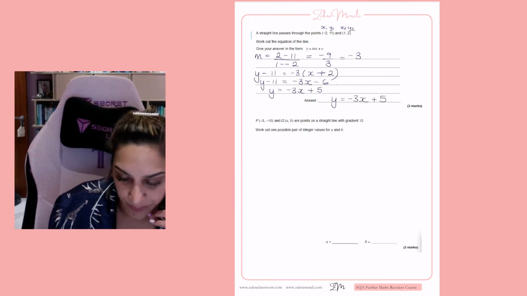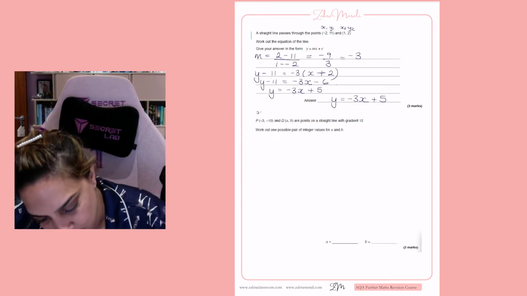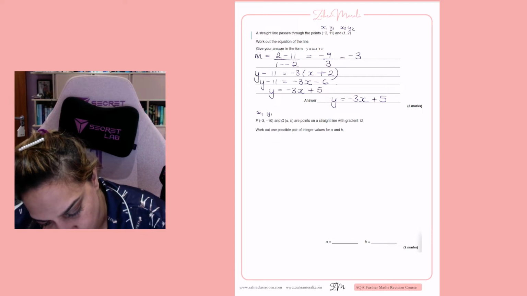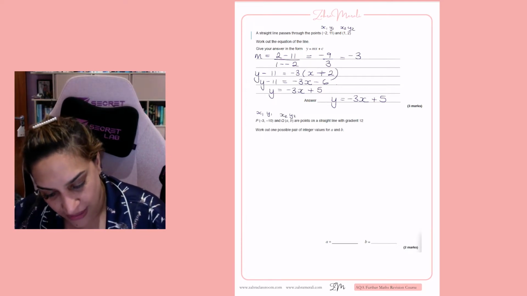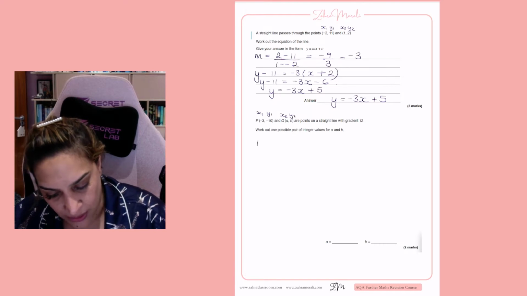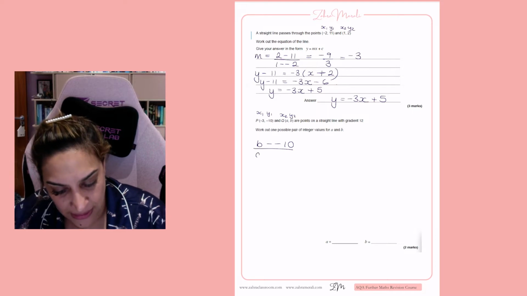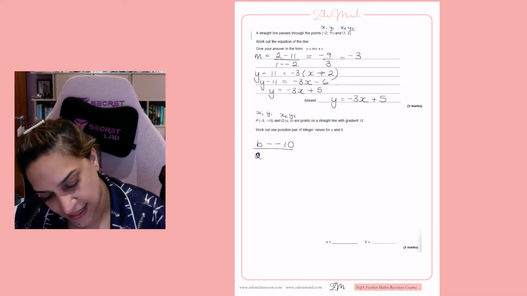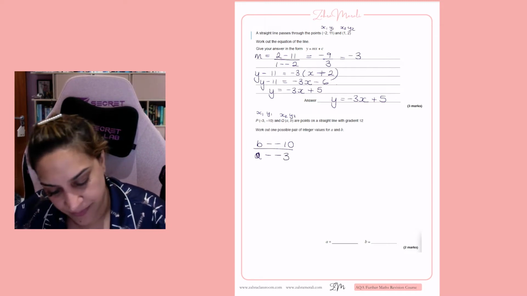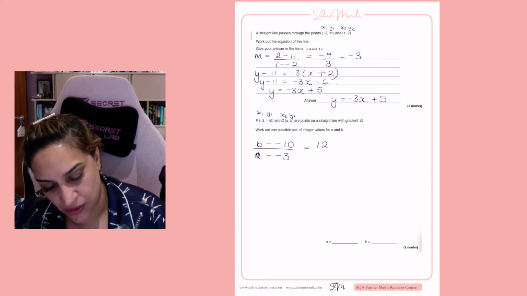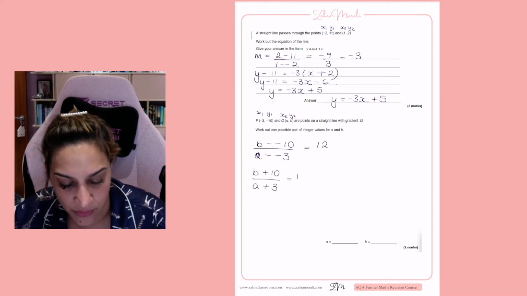Okay, next one. We've got points with a gradient again. We're looking at gradients. So x1, y1, x2, y2. We're going to get our gradient, which is y2 minus y1 over x2, which is a, minus x1, which in this case is minus 3. And we know that equals 12. So we get b plus 10 over a plus 3 equals 12.